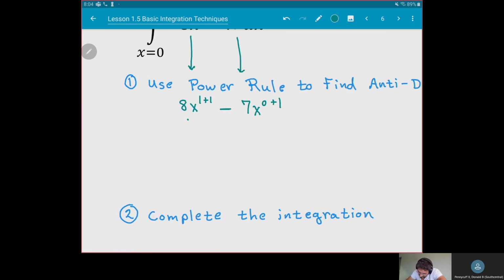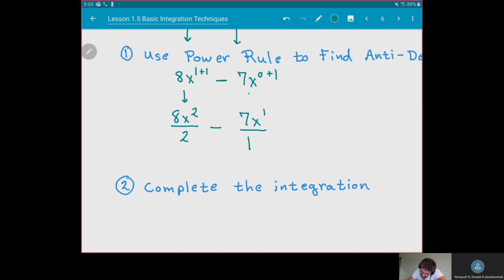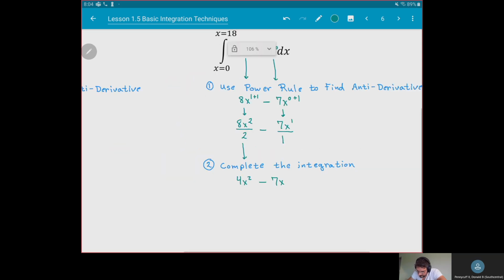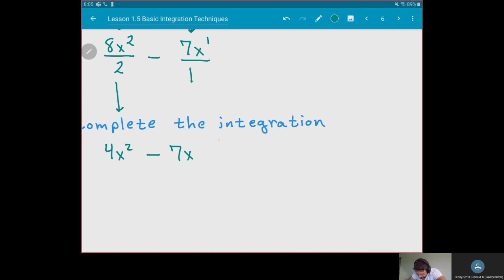This will give me 8x squared over 2 minus 7x to the first over 1. And then I'm ready to go. Comes down to here. This gives me 4x squared minus 7x. And I am going from 0 to 18.